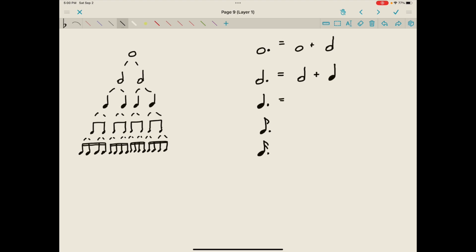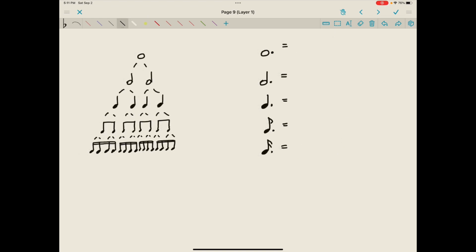A dotted quarter note will be worth a quarter note, its actual note value, plus half of that note value. The dot is worth half of that note value, so an eighth note. A dotted eighth note is worth an eighth note plus half of that note value, which would be a 16th note. And a dotted 16th note would be worth a 16th note plus half of that note value, which is actually a 16th note with an extra flag. It's called a 32nd note.